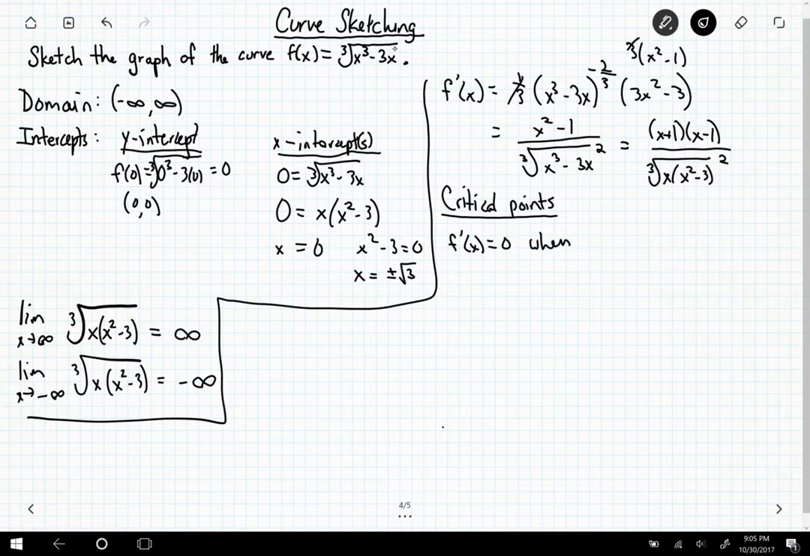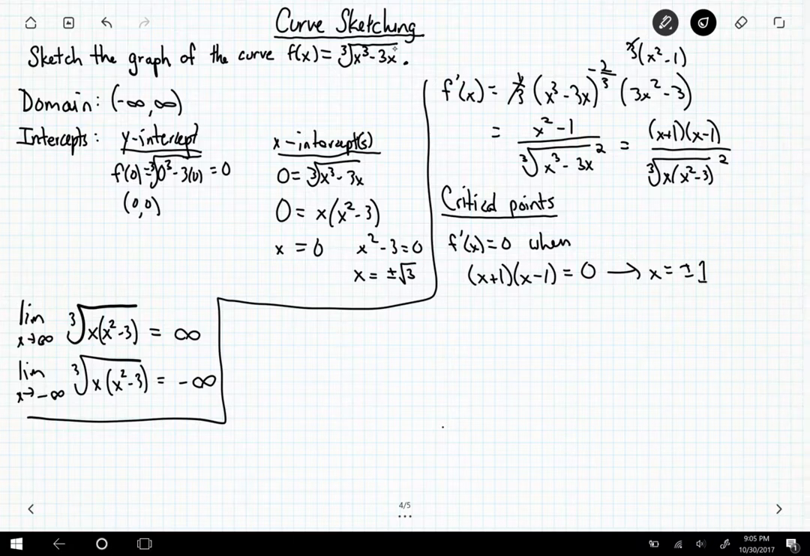Well, that's when the numerator is equal to 0. So when we already have it factored, x plus 1 times the quantity x minus 1 equals 0, which is x equals plus or minus 1. Okay, so now with that in mind, we can find some values.